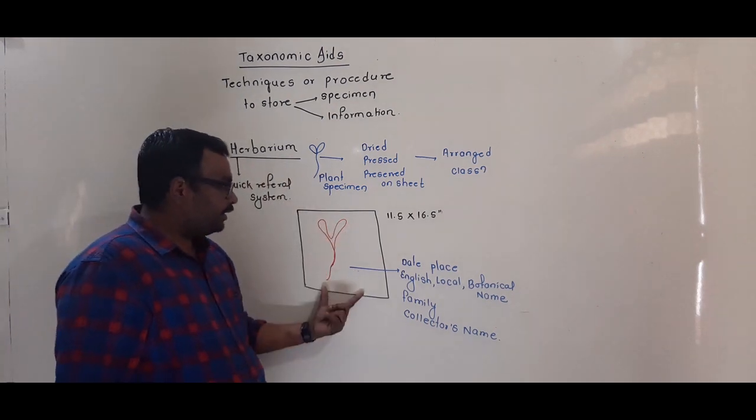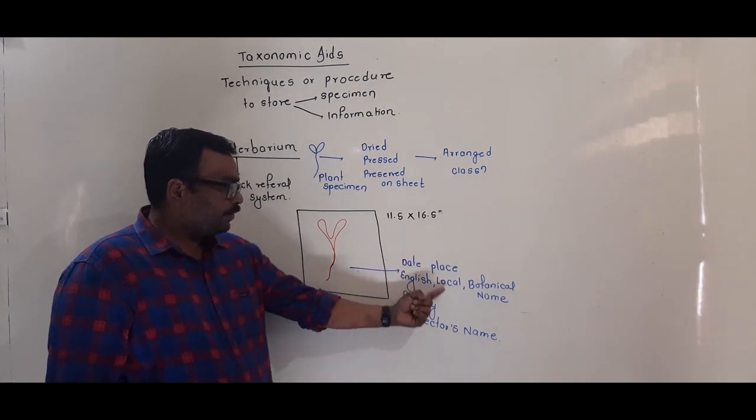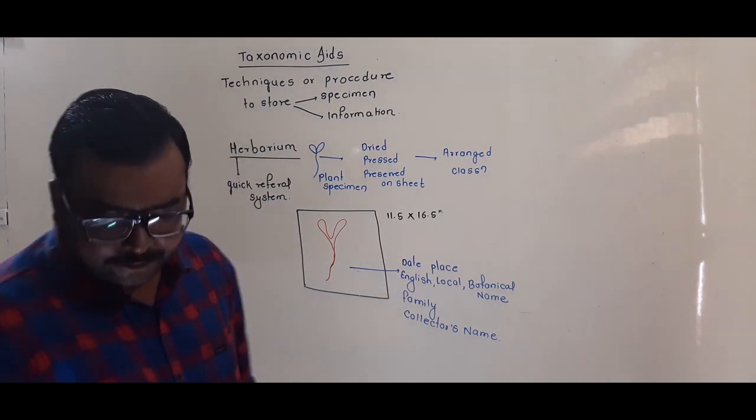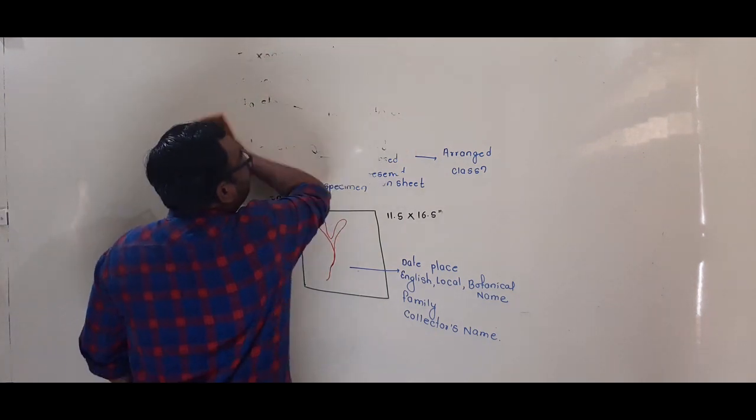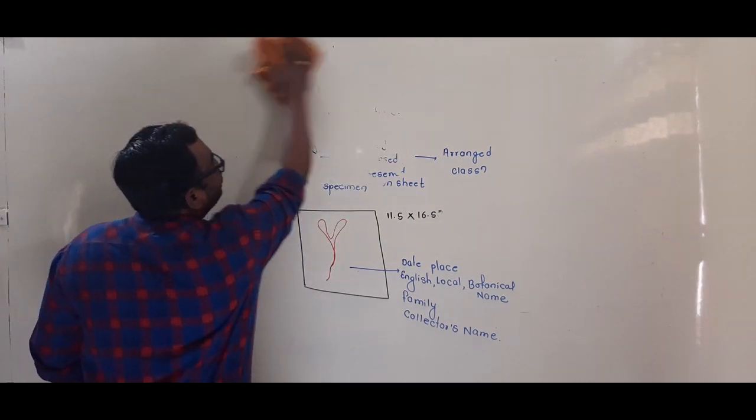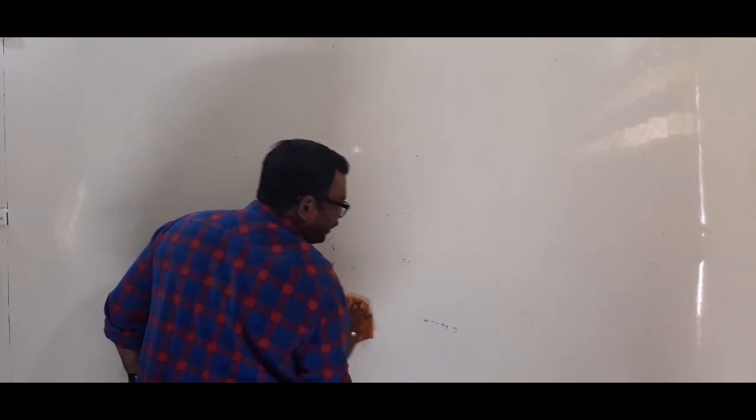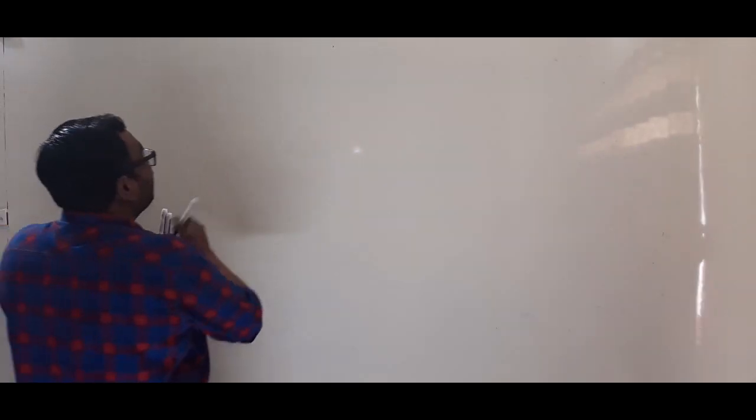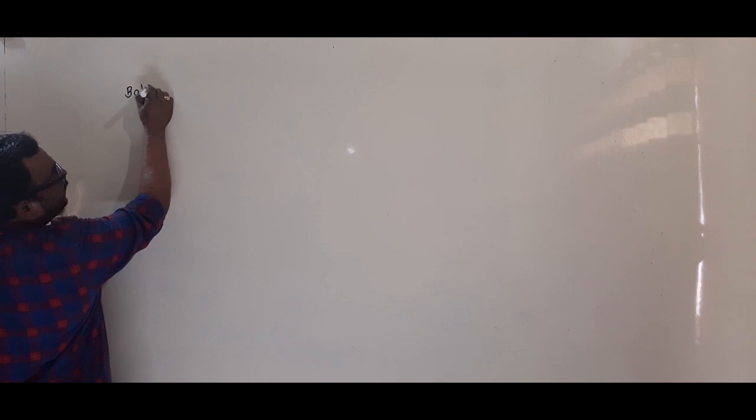On herbarium sheets, certain things are mentioned, like date and place of collection, English, local and botanical name, family and collector's name. Now another point you have to remember: another taxonomic tool which is used for the study of specimens, considered to be simple tools. First one, we are all aware of this, is called the botanical garden, and the second one is called zoological parks. Now let us shortly discuss botanical gardens. The second taxonomic tool is called botanical gardens.